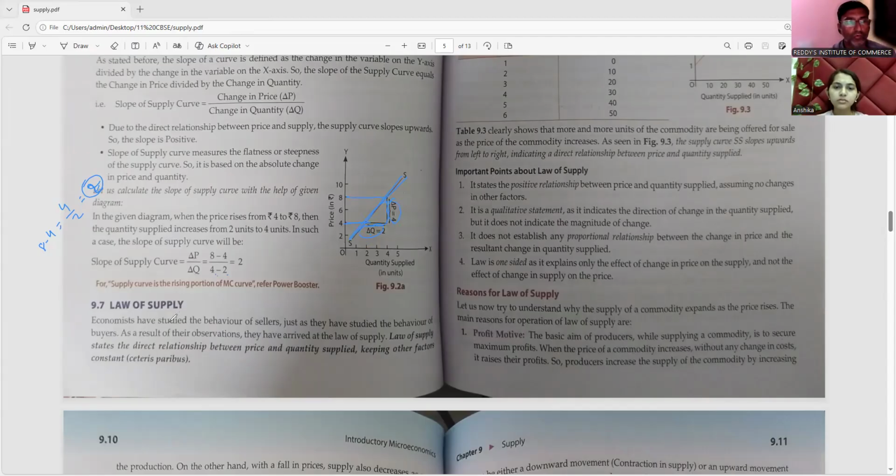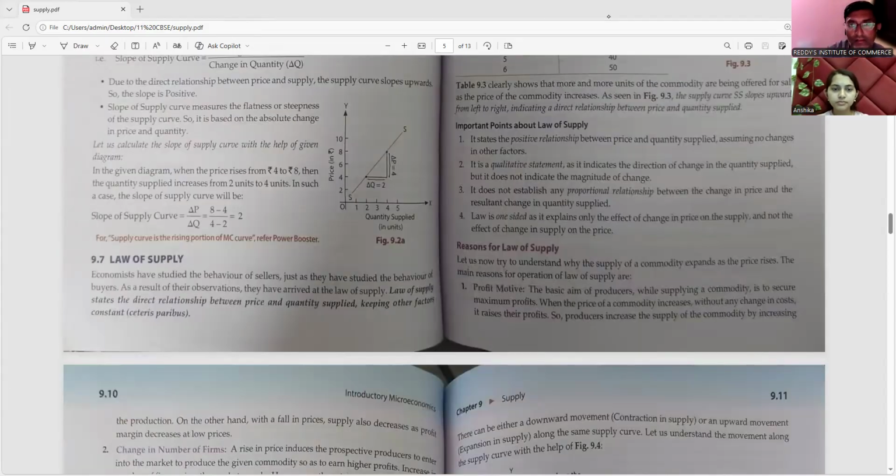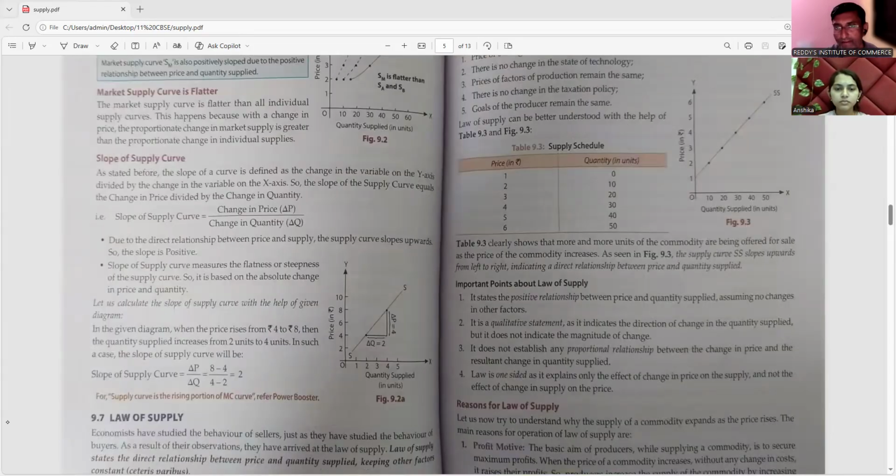Right? So what is the rule of the law of supply? You got it up to this? According to the economists, just as they studied the behavior of buyers, they studied the behavior of sellers. As a result of their observation, they arrived at the law of supply. The law of supply states a direct relationship between price and quantity supplied. You can keep only this concept in mind, keeping other factors constant. Other factors will remain constant, but there is a direct relationship between the price and quantity supplied.